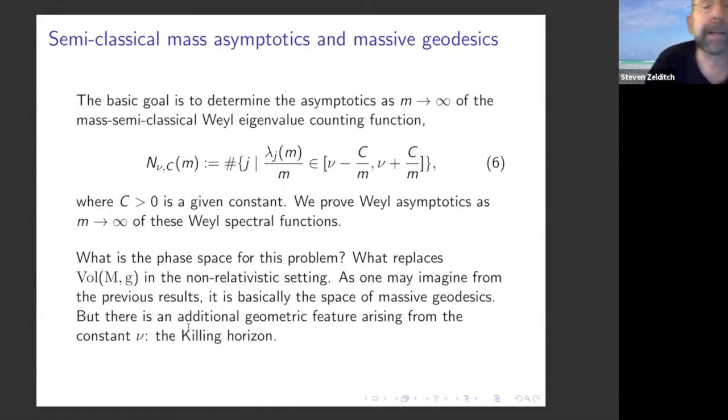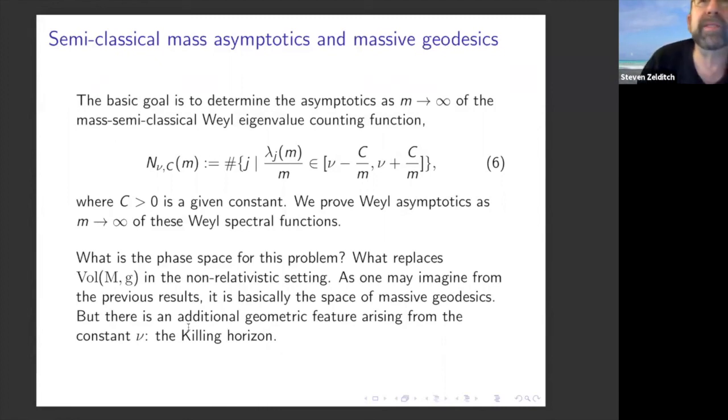So we want to count that number of eigenvalues. As m tends to infinity, the number of them is going to tend to infinity. And we want to understand Weyl asymptotics, and how it depends on this constant nu.